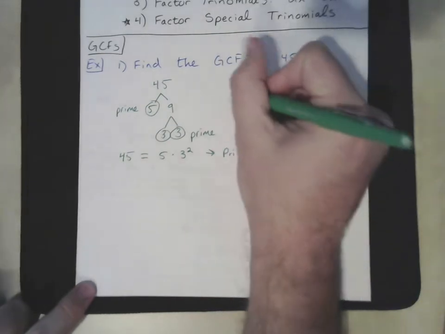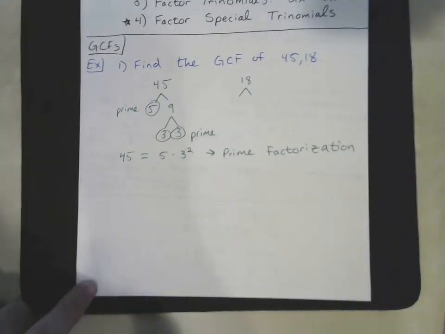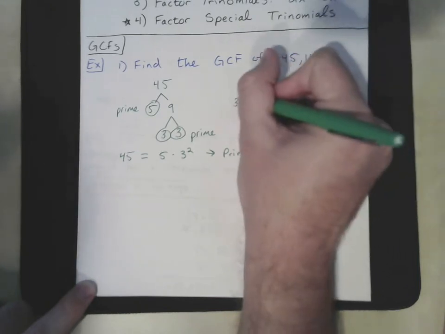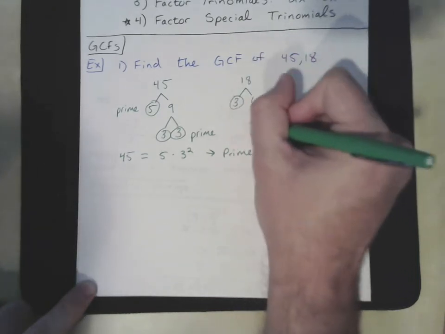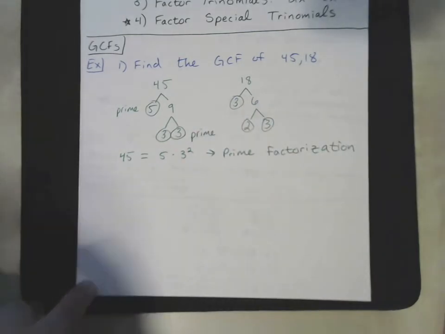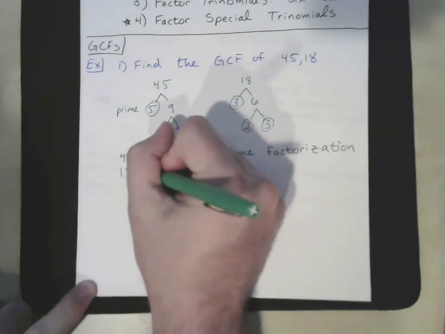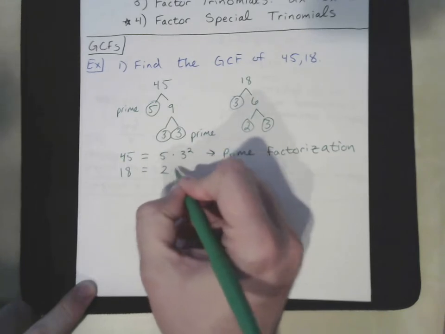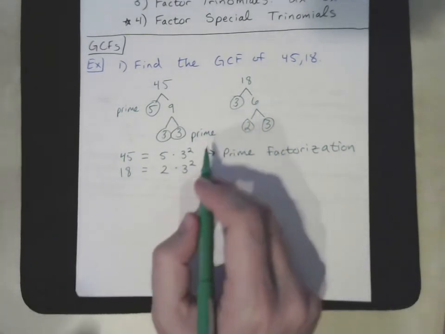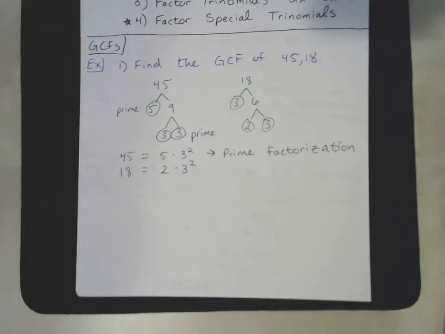Then we do the same thing for the other one. For 18, it doesn't matter how you start. Let's say 3 and 6. 3 is prime, so I'm going to circle that. 6 factors to 2 and 3, which are both prime. And so down here, I'm going to write 18 is 2 times 3 squared, because there are 2 3's, just like there were 2 3's here.